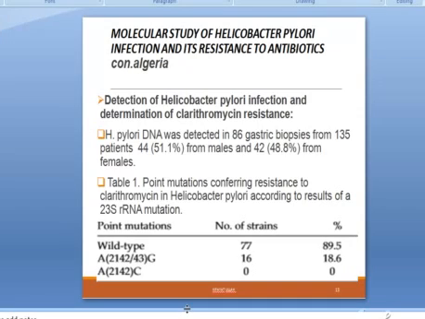Detection of Helicobacter pylori infection and determination of clarithromycin resistance. H. pylori DNA was detected in 86 gastric biopsies from 135 patients, 44, that is 51.1%, from males and 42, that is 48.8%, from females. The table 1 below shows the point mutations conferring resistance to clarithromycin in Helicobacter pylori according to the results of 23S rRNA mutation.